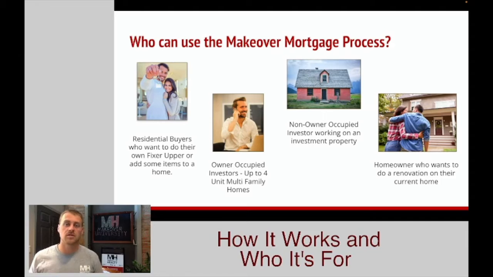The next person that can use the process is an investor, and there are two different styles. There is an owner occupied investor, which means this is somebody that's buying either a duplex, triplex, or a quadplex, two unit, three unit, or four unit property. And just like the residential shopper, they're going to live in one unit and they're going to use the makeover mortgage process to renovate the building. So that is owner occupied.